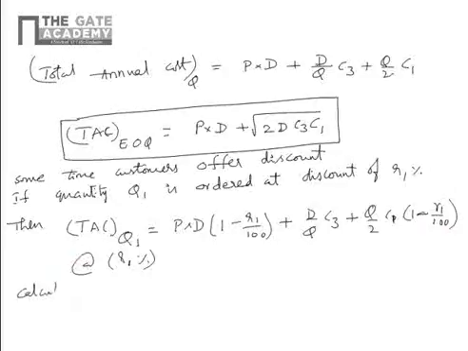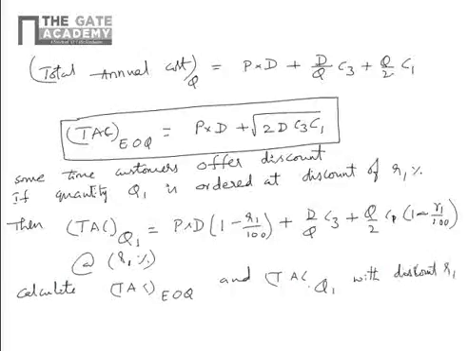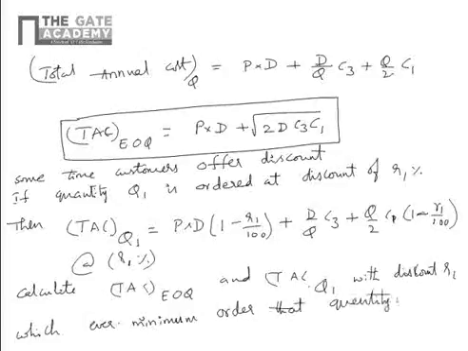Calculate the total annual cost at EOQ and the total annual cost at Q1 with discount R1. Whichever is minimum, take that quantity. Order that one. So our objective is to order such that the cost has to be minimum.